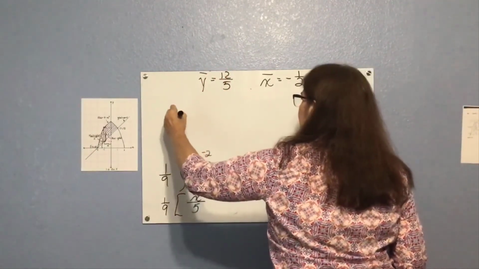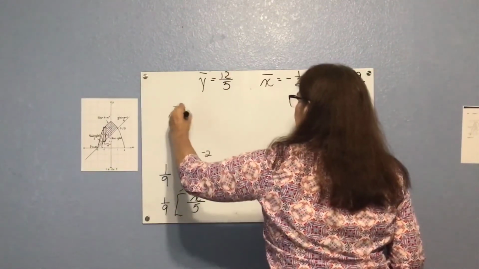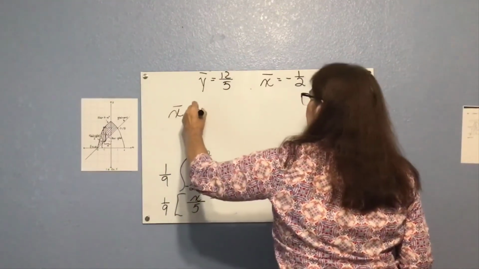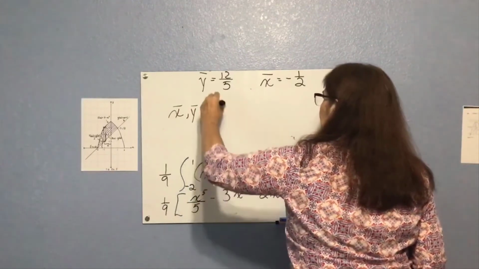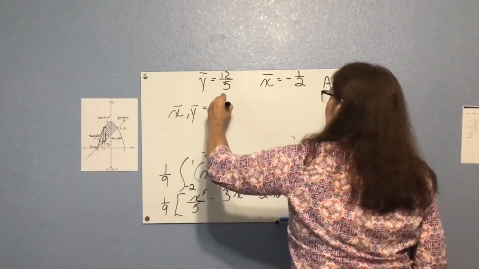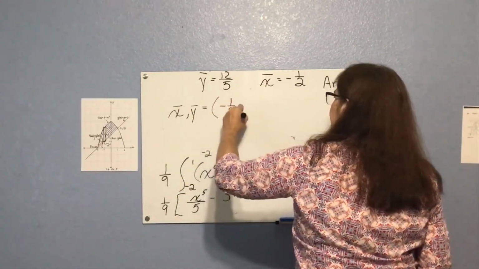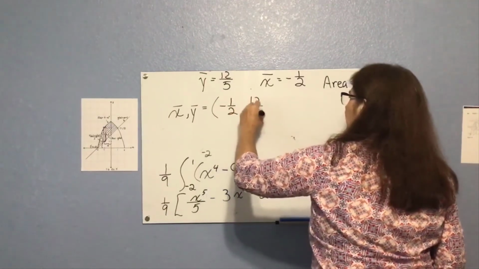So my centroid x bar, y bar is equal to -1/2, 12 over 5.